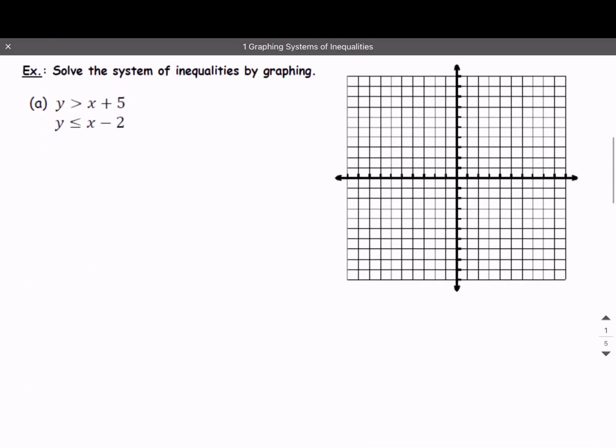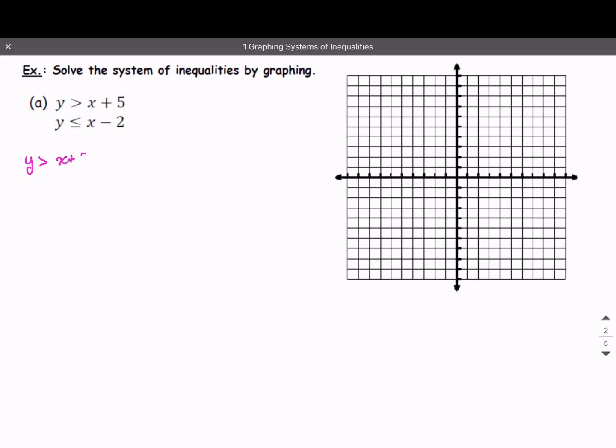Now, when we ask you to solve a system of inequalities by graphing, you're going to take each inequality and graph it individually and then look at the areas that they have in common. So let's take a look. If we have y is greater than x plus 5, if it was an equal sign, it would be real easy. We would know that the slope of this line is 1 and our y-intercept is 5. Now, if we look at the inequality, y is greater than means we're going to shade above, and since there's no or equal to, we're going to use a dotted line.